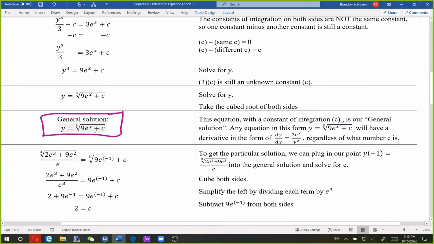Okay, any questions on what we mean by general solution? Or what we have so far? From anyone?